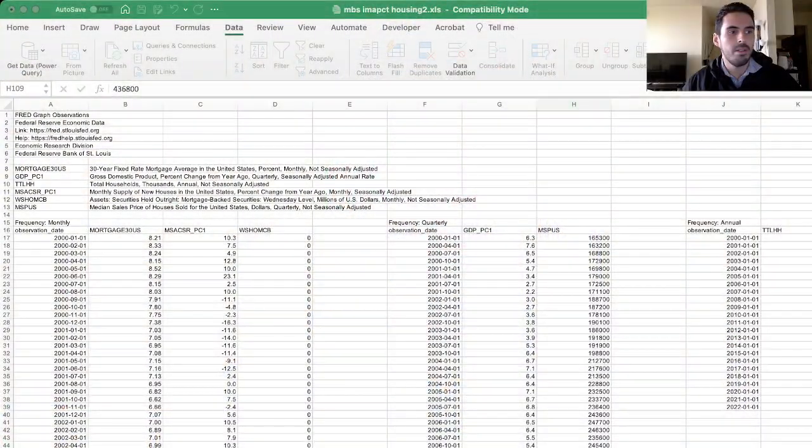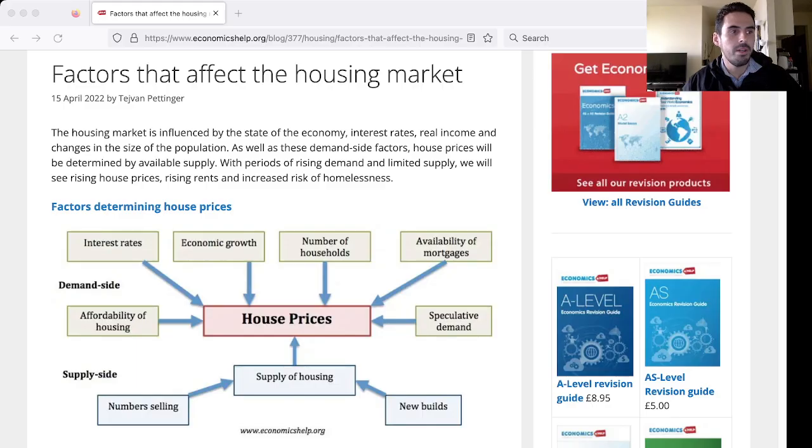In this video, I want to do an analysis of how mortgage-backed securities held by the Federal Reserve impact the price of housing. So I want to start with this article that I found.